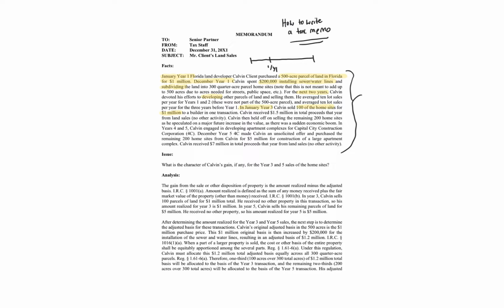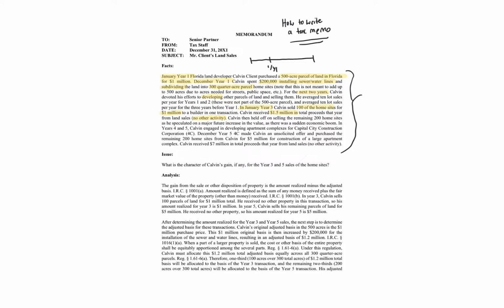But Calvin's total income that year was $1.5 million. And there's no other income activity. So what I'm saying is that $1 million of this $1.5 million comes from the January year 3 sale of the 100 home sites. The other $500,000 comes from something other than the 500 acre parcel, or the 300, at this point it's now a 300 quarter acre parcel, I should say. Okay? Because again, Calvin deals with other development activities.